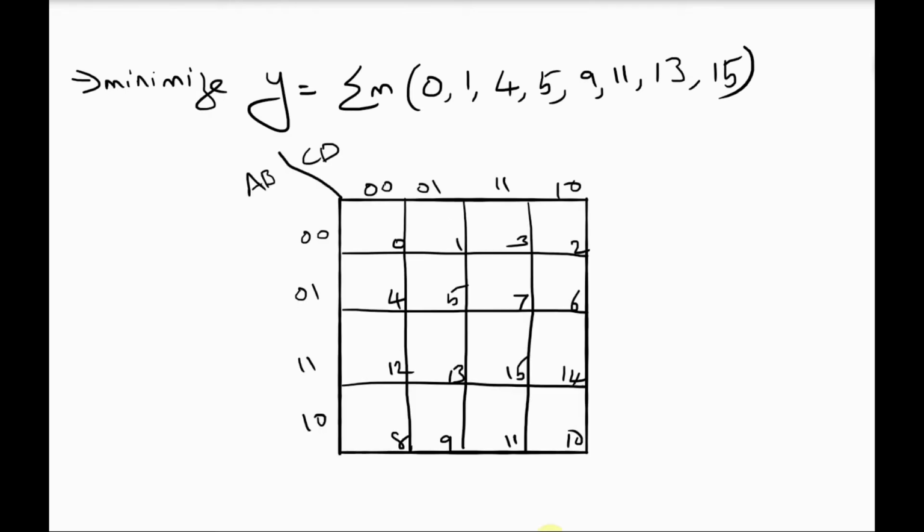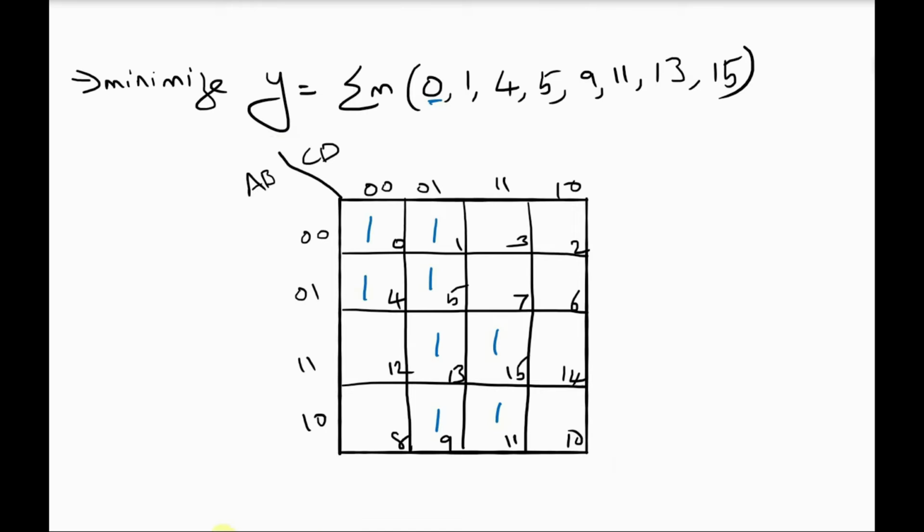So this is a 4 variable kmap. So we will map the values. First one is min term 0, so this is a cell. Then 1, 4 is here, 5, 9, 11, 13, 15. So this is how we map.